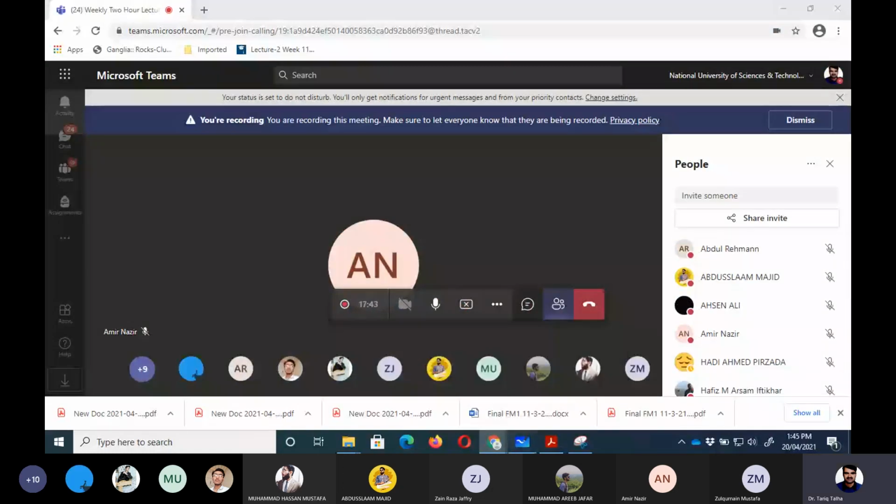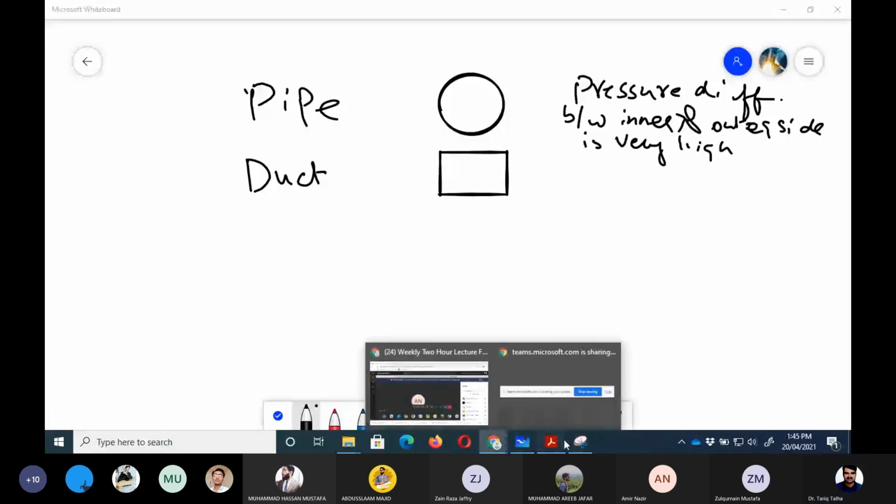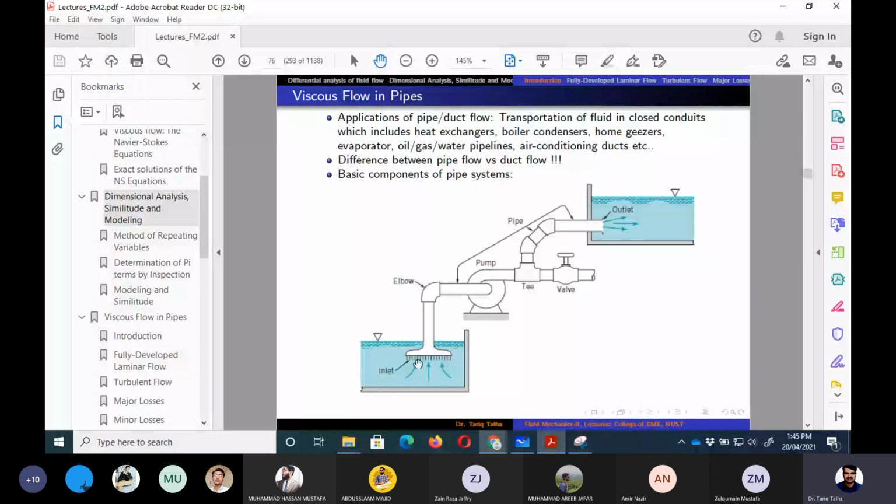So I have explained where we use pipe and where we use duct. The difference between pipe flow versus duct flow I have already explained. And then if we talk about the transportation of fluid, for example from the underground tank in your home to the overhead tank on your roof, we basically use a pump, which gives energy to the water so that it can flow against gravity.